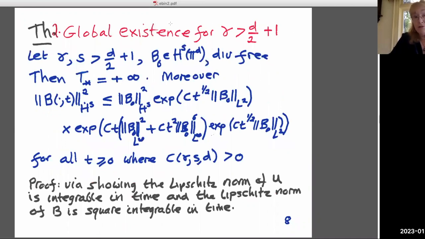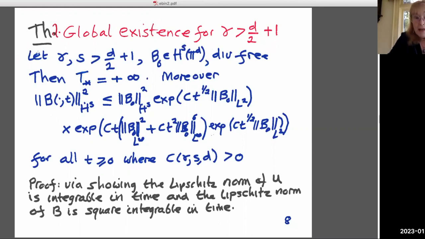Then we have a result for global existence, but for global existence, we need the regularization parameter gamma, and it needs to be bigger than the usual d over 2 plus 1. Remember, the topology is preserved independent of gamma being there or not there. So as far as the really major reason for considering MRE, we're in good shape. So global existence in the following sense.